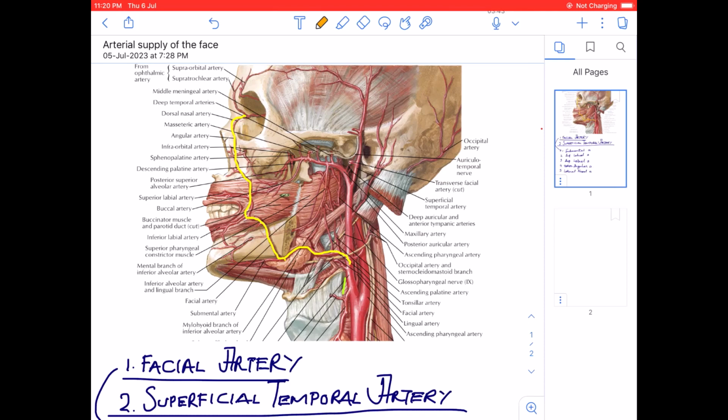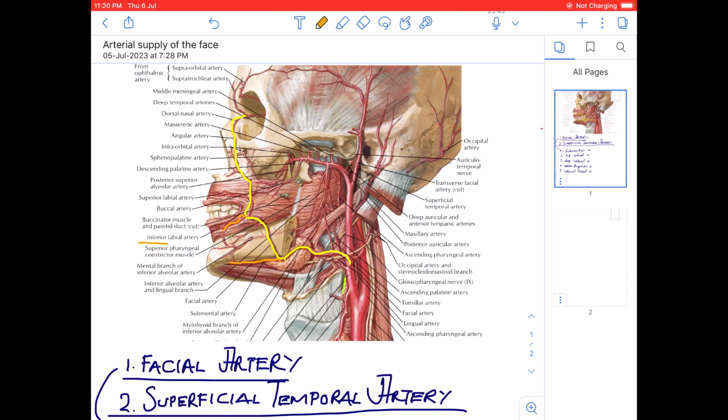The first branch, the submental artery, arises from the facial artery at the lower border of the body of the mandible. It supplies the skin of the chin and the lower lip. The second branch, the inferior labial artery, arises near the angle of the mouth. It runs medially in the lower lip and anastomoses with its fellow on the opposite side.